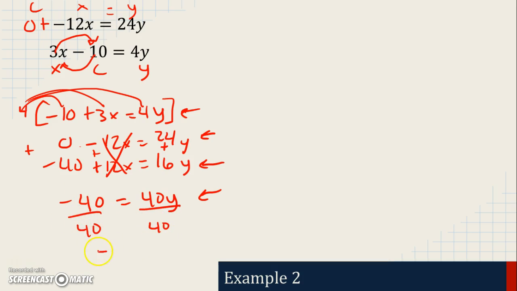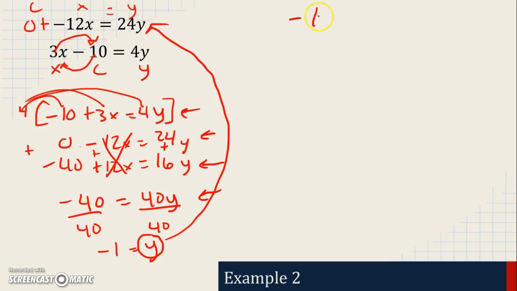And we get negative 1 equals y. So when I take this number in, I'm plugging it in for y because that's what negative 1 is equaling. So let's go ahead and use this original equation right here, since we can choose any one that we want. So we have negative 12x equals 24 times, and now we're putting in negative 1 for y. And we get negative 12x equals negative 24.